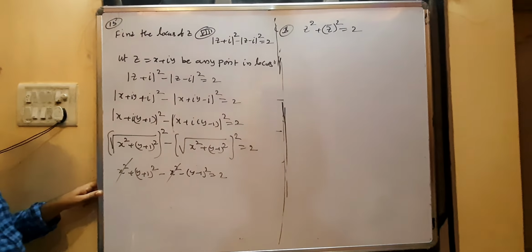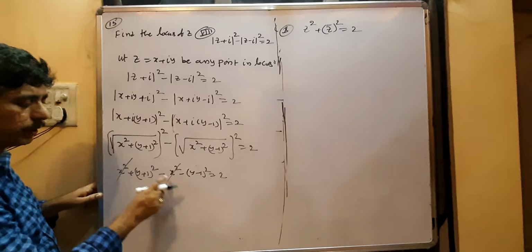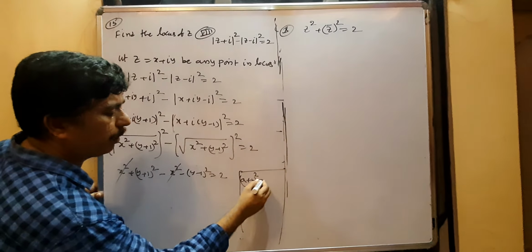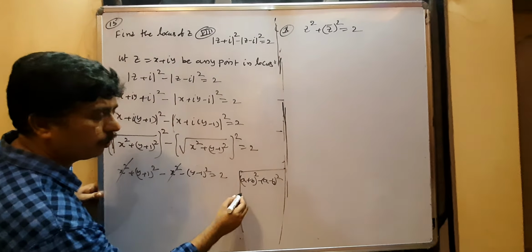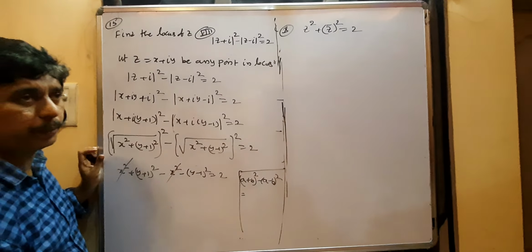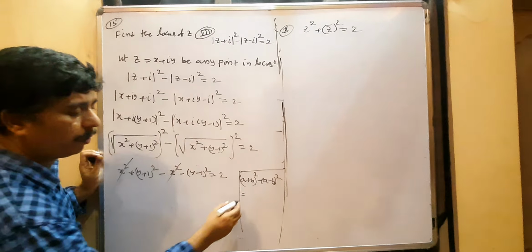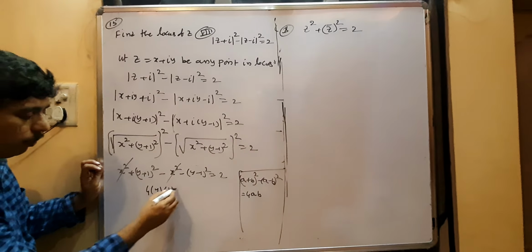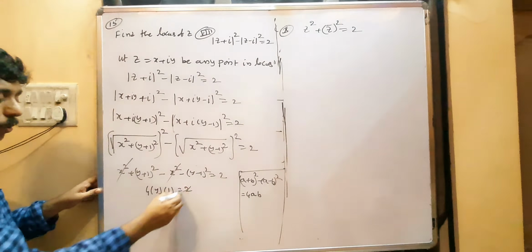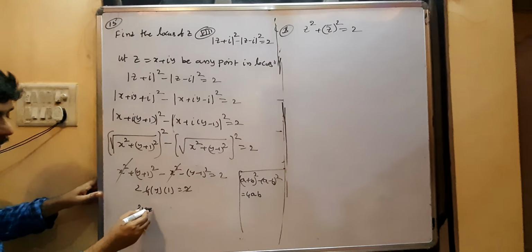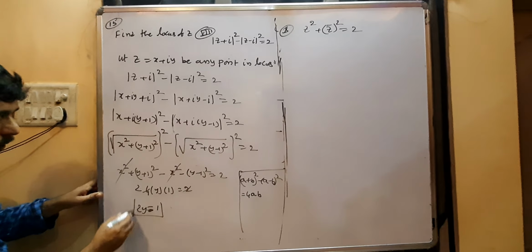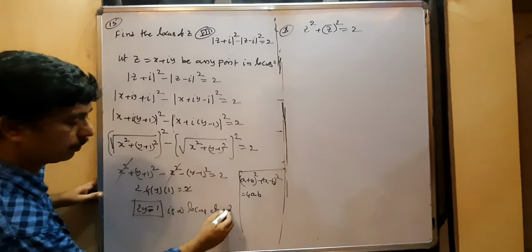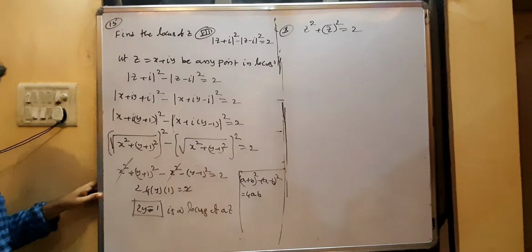This is in the form of (a plus b) whole square minus (a minus b) whole square. What is the formula? a square plus b square plus 2ab minus (a square plus b square minus 2ab), applying the minus inside, 2ab plus 2ab, we get 4ab. So this is 4 into y into 1 equal to 2. So 4y equals 2, that is y equal to 1 by 2, is the locus of z. Copy it.